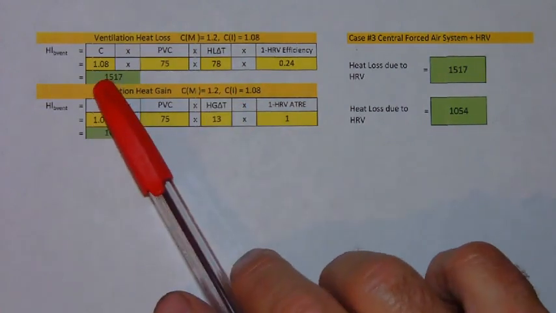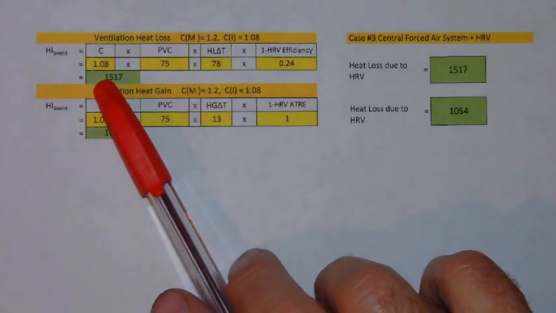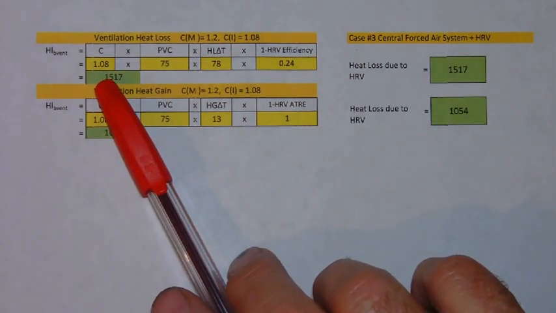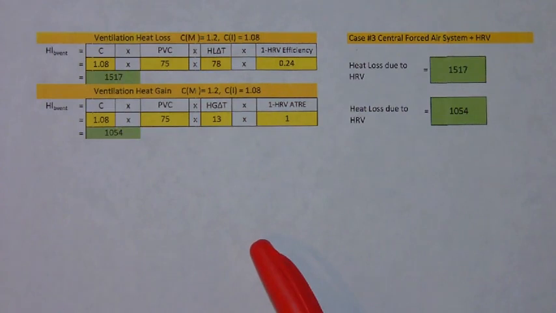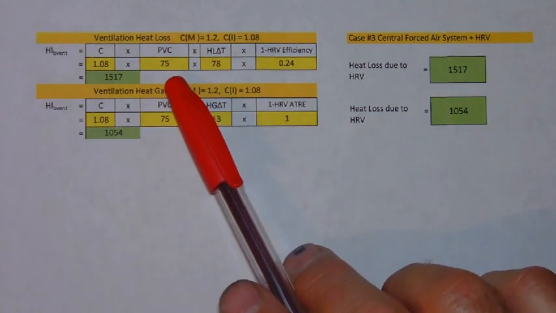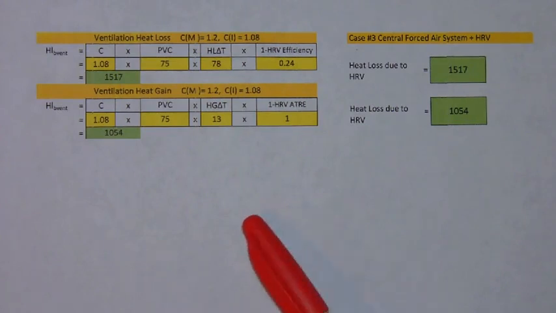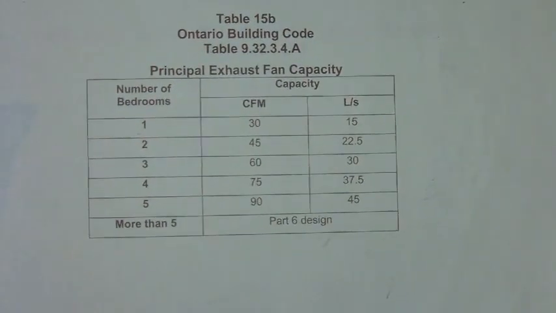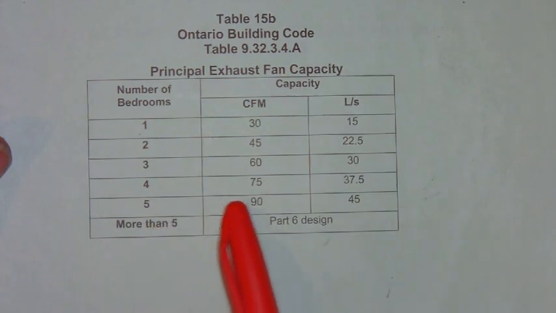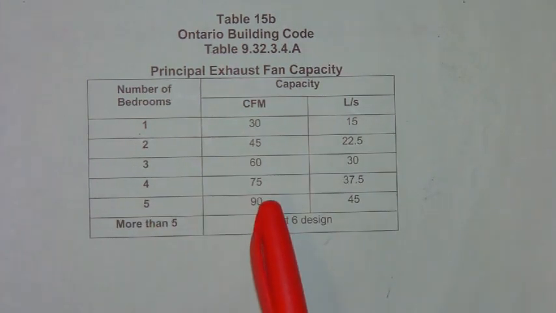Start off with a constant. In this case, because we're doing an imperial calculation, you're going to use 1.08. Next is the PVC. This is the principal ventilation capacity. This is determined by the number of bedrooms in the house. In our example, we have a 4-bedroom house, and so if you look at this table, you'll see that 4 bedrooms requires a minimum of 75 CFM ventilation air.